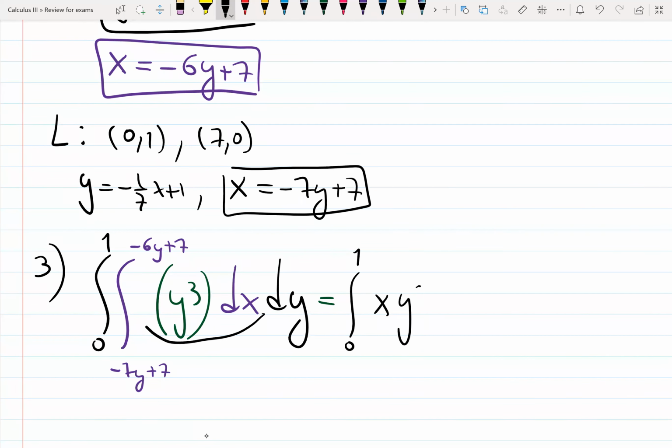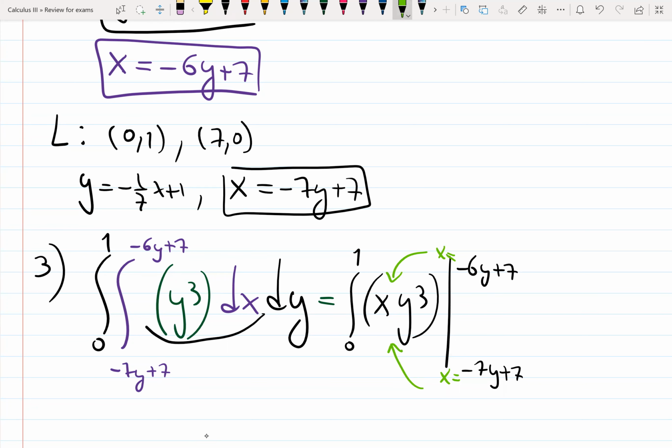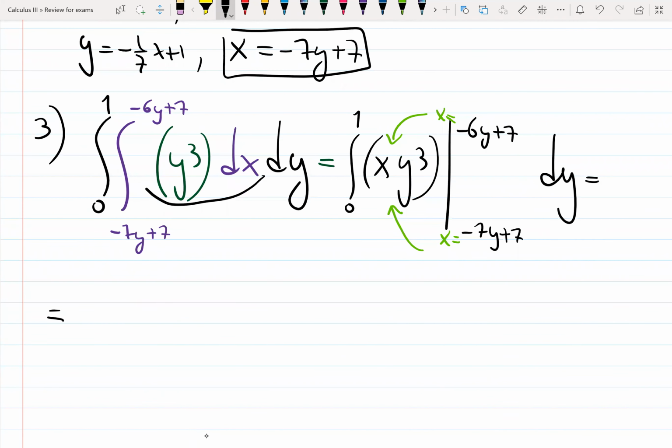So it's going to be x y cubed, bar, you plug minus 6y plus 7 minus minus 7y plus 7. Where to plug? Well, remember, you integrate with respect to x. So you plug into x. So here. And then finally, going to integrate with respect to y. So the top minus the bottom, blah, blah, blah. Integrates, simplify. It will be y to the 4 dy. So y to the 5 over 5. That gives you 1/5. Yeah.